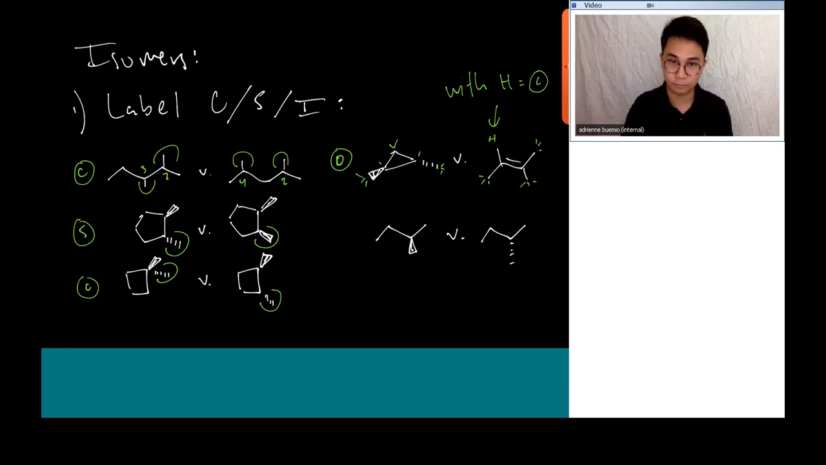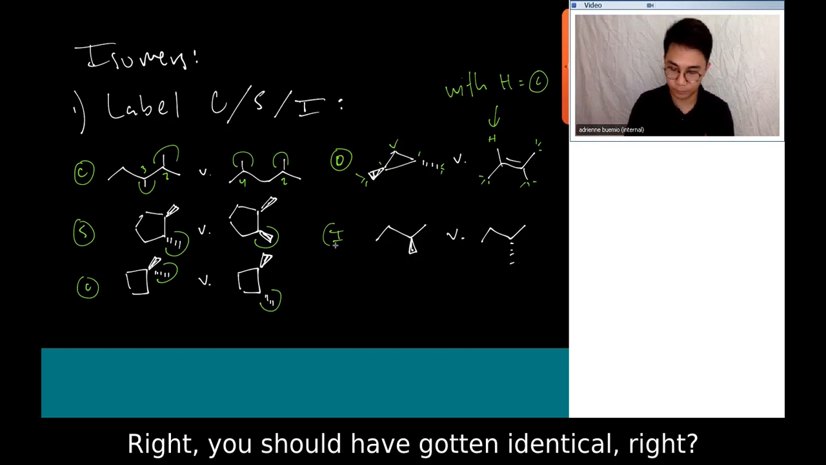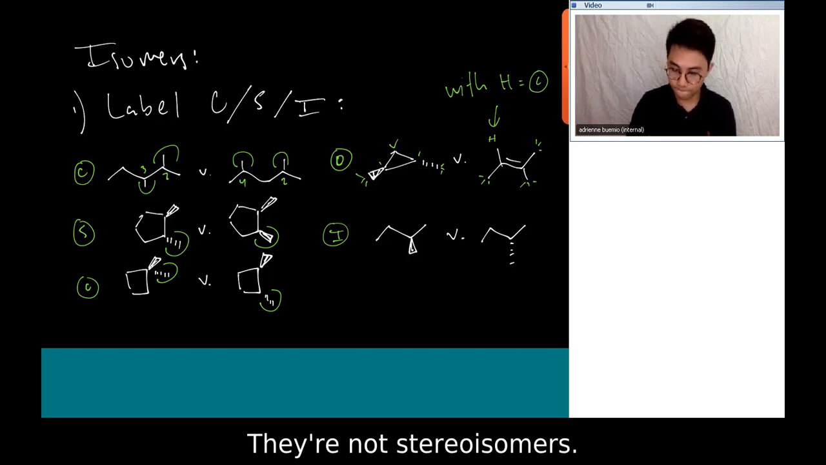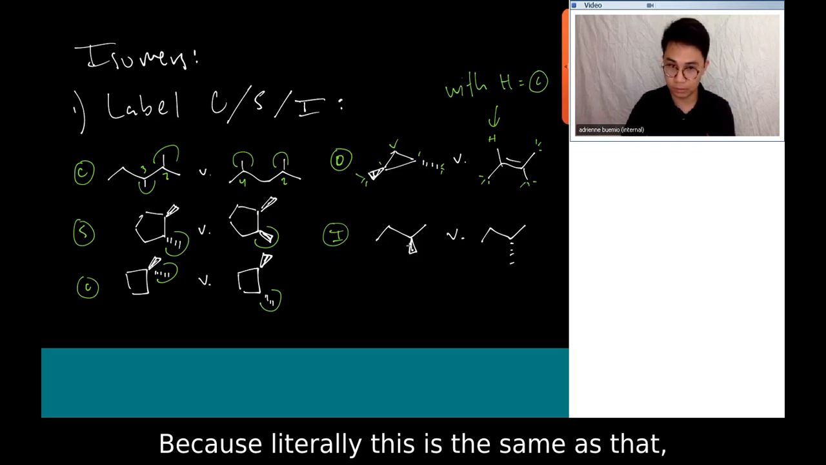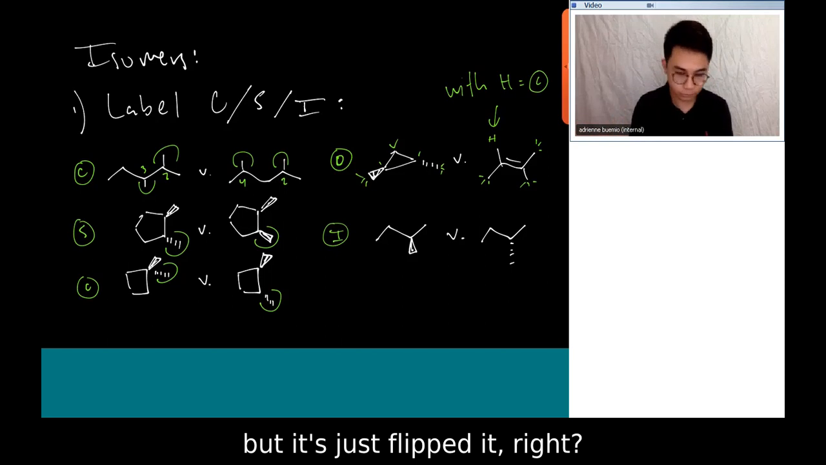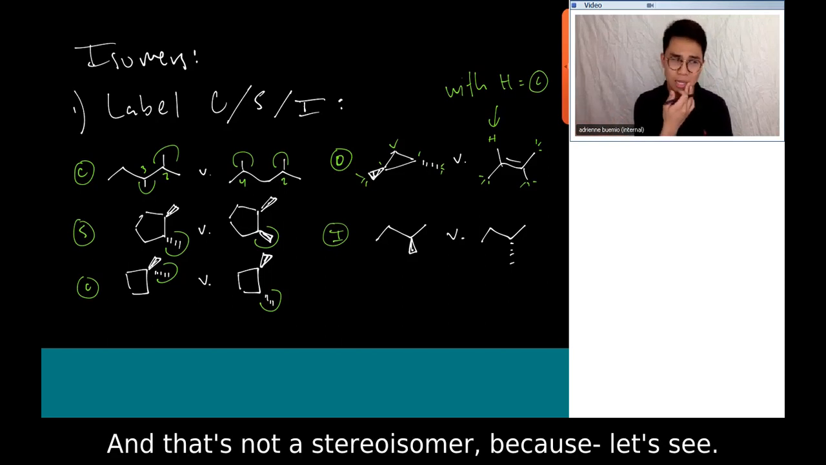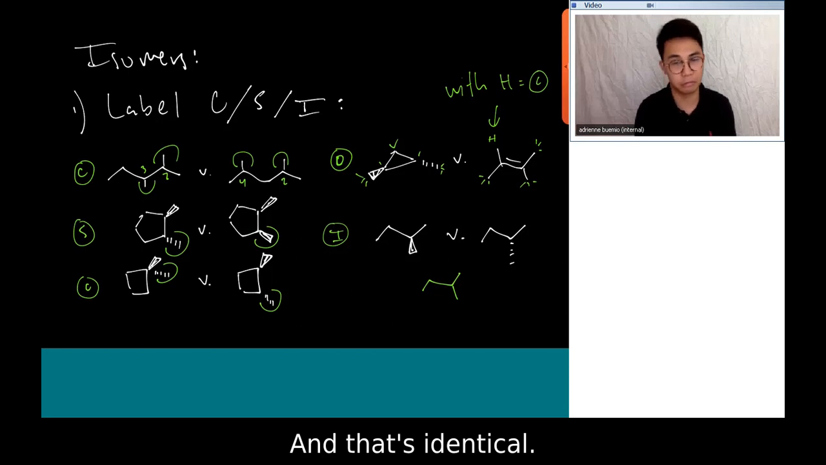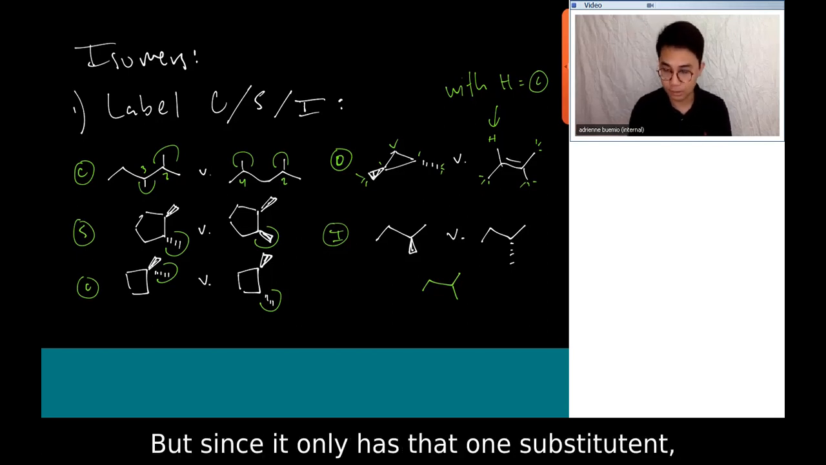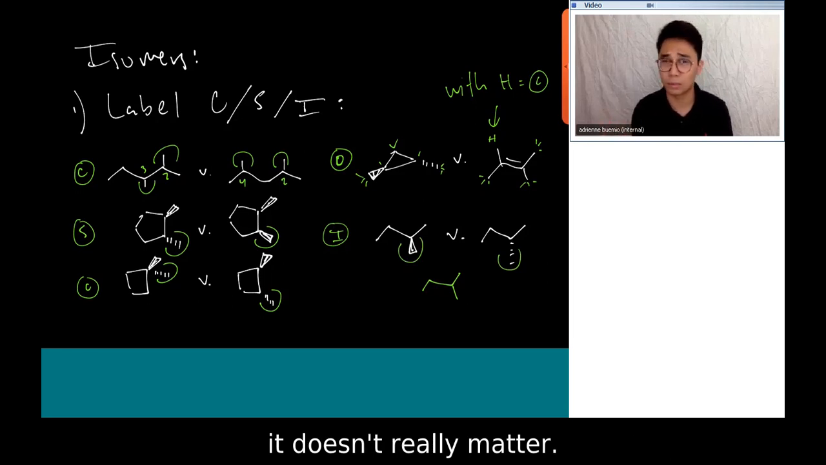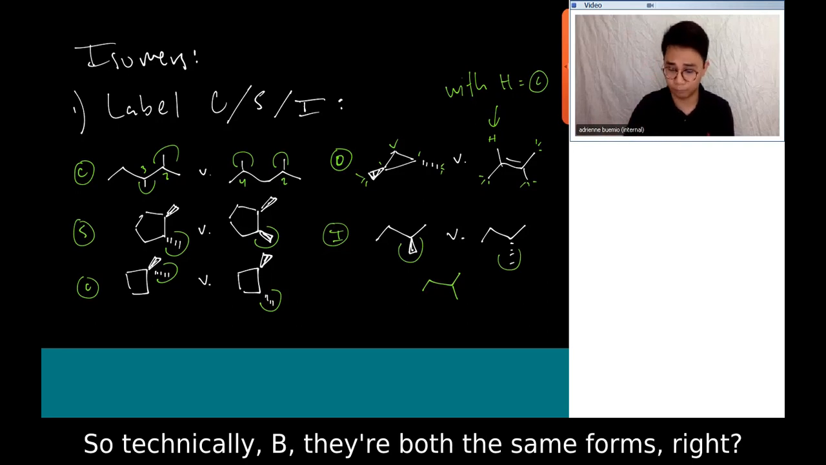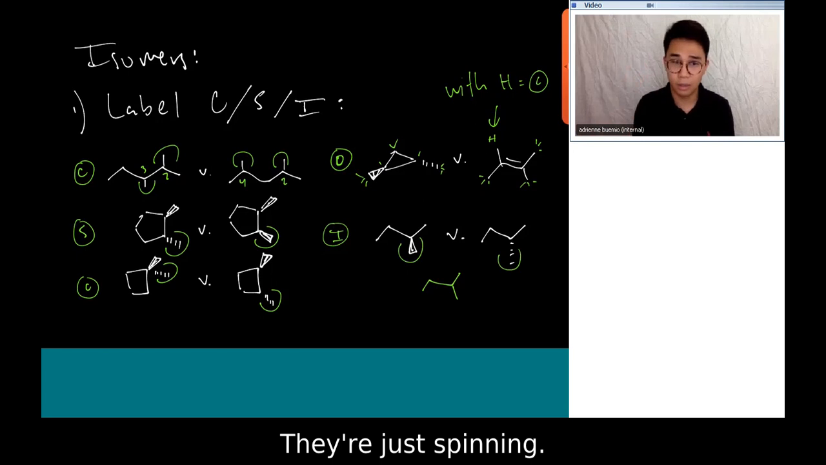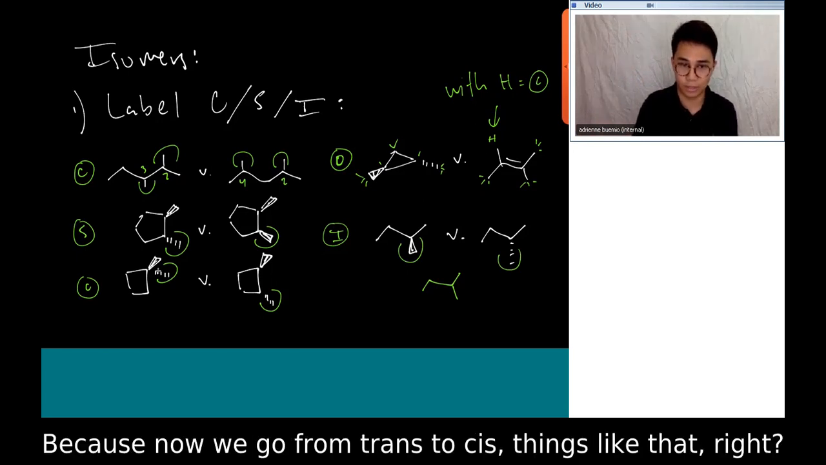So what about this one? Right, you should have gone identical, right? They're not constitutional, they're not stereoisomers, because literally this is the same as that, but they just flipped it, right? And that's not a stereoisomer because, let's see, imagine this as just looking like this, right? It's literally just this, and that's identical. You can twist it however many ways, but since it only has that one substituent, it doesn't really matter because we know single bonds spin, so technically these are both the same forms, right? They're just spinning, but these for sure are different because now we go from trans to cis, things like that, right? So not too crazy.